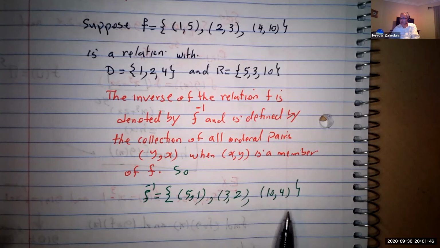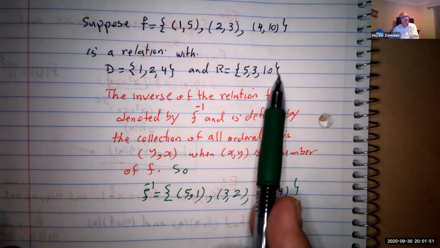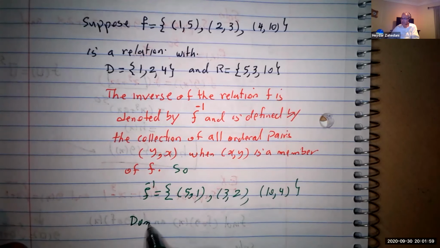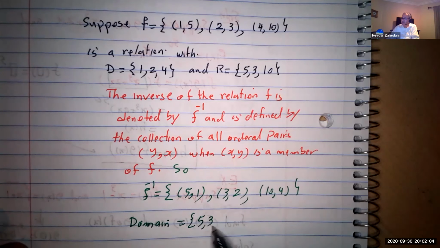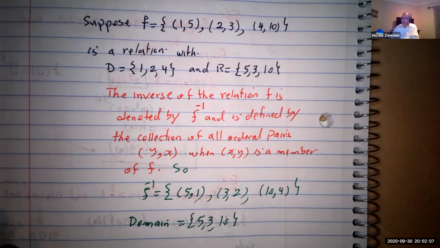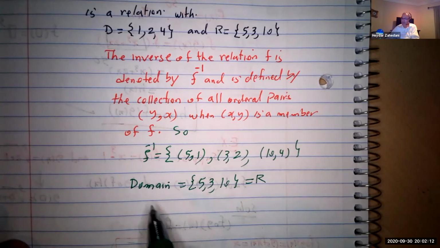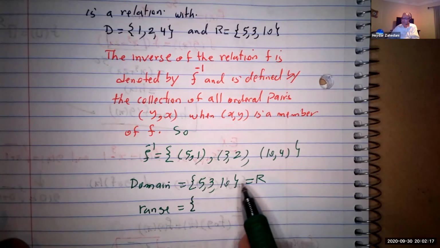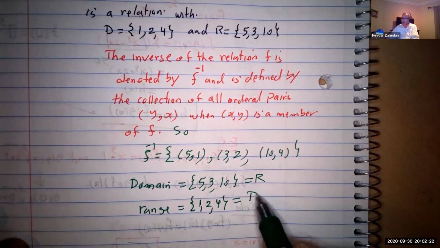Look at the domain of this one. You see the domain 5, 3, 10. The domain of f inverse is the range of the other, because you switch everything. So in this case, the domain is going to be simply 5, 3, 10, which is the same as the range of the R that we did. And the range in this case, what's going to be the range? It's going to be 1, 2, 4, which is the same as the domain that we did before.